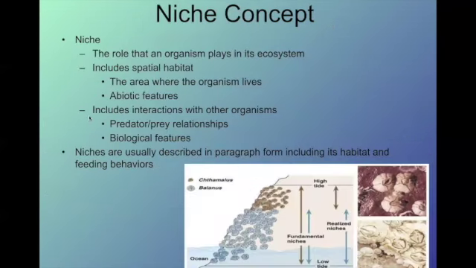The idea of a niche is the role that an organism plays in its ecosystem. It includes a spatial habitat, an area where the organism lives, and its abiotic features. And it also includes the predator-prey relationships and biological features. If you are asked on a test to describe the niche of an organism, it is what it eats, where it lives, and what eats it. Make sure you include those three things.